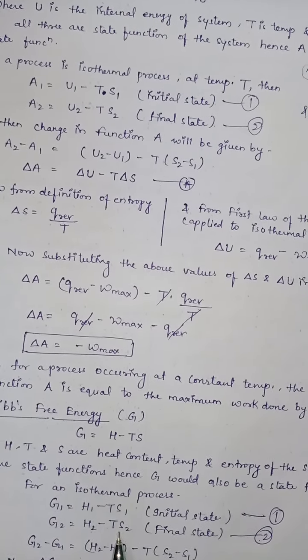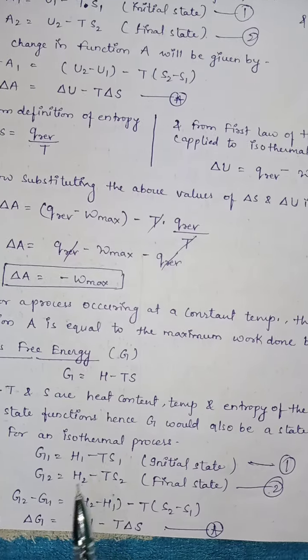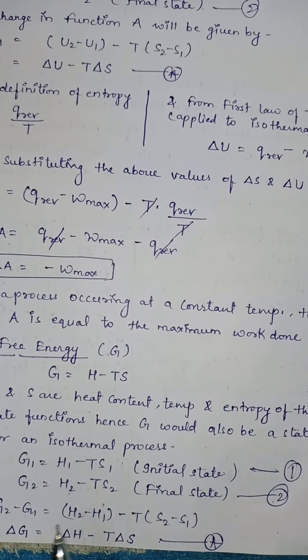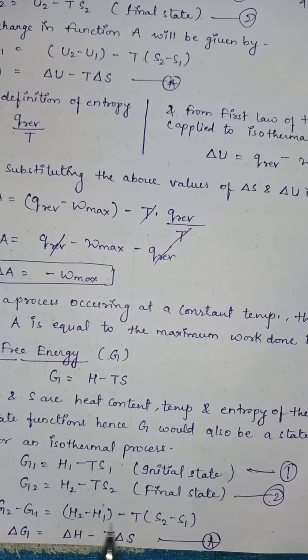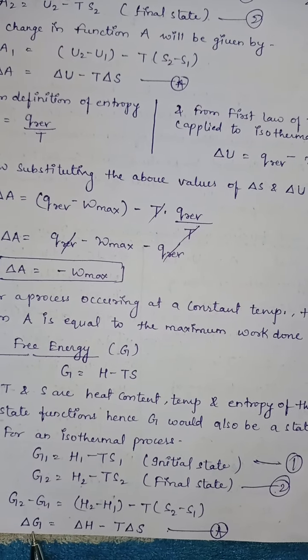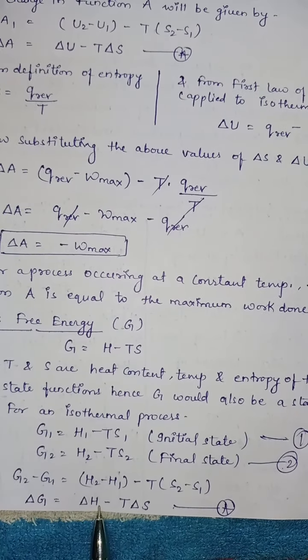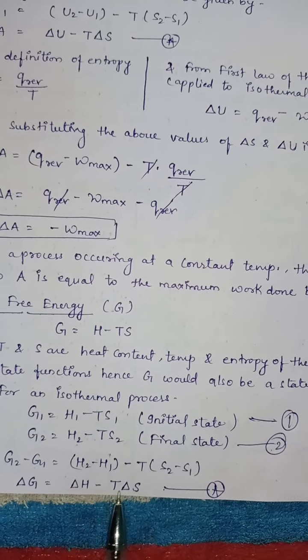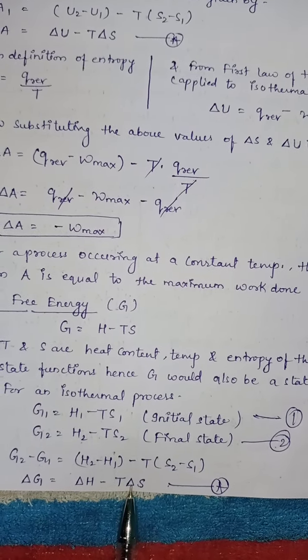For that, we will subtract equation 1 from equation 2, and on subtraction you will get this equation. After subtracting and solving it out, you will get del G equals del H minus T del S. This is the very famous equation.